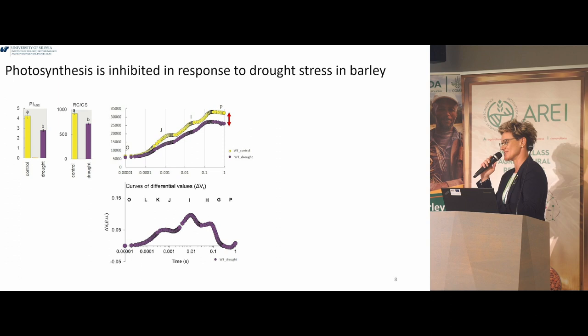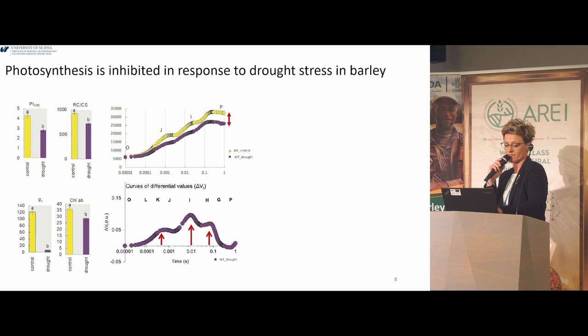For example, in the case of peak K and I in the oxygen evolving complex, and peak H designated for ferredoxin, which is the acceptor of photosystem 1. We also looked at the stomata, which were really closed in response to drought stress in our case, and the chlorophyll content was also decreased.